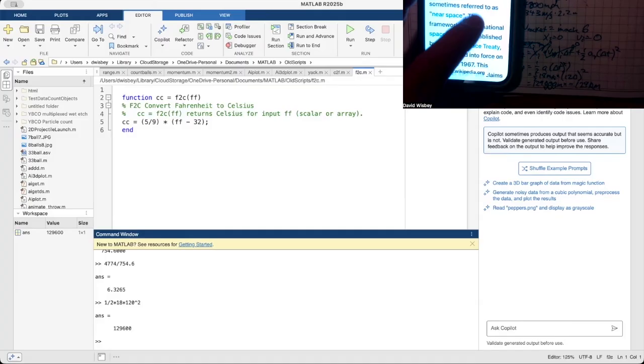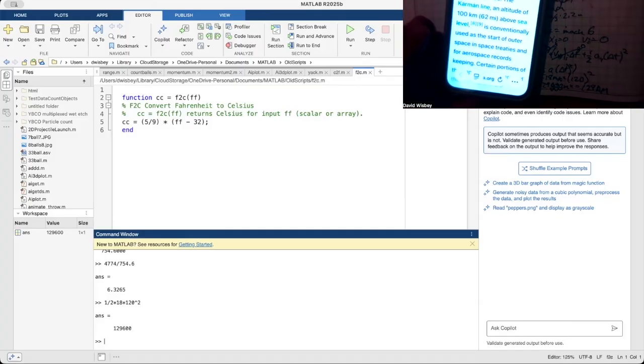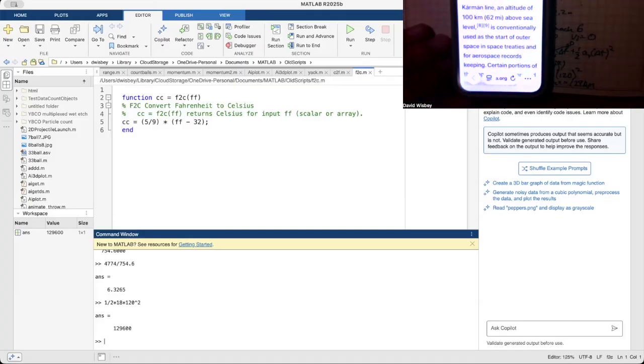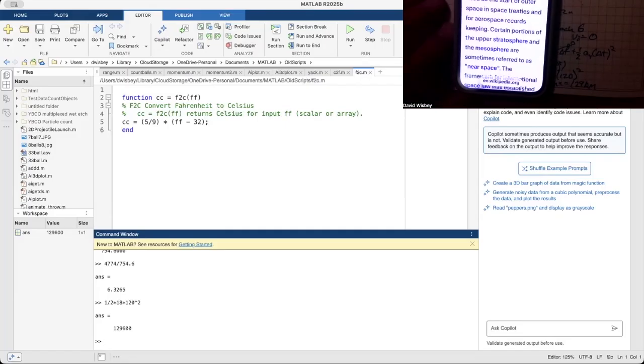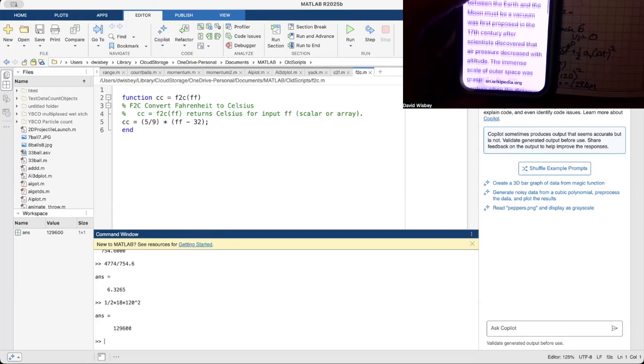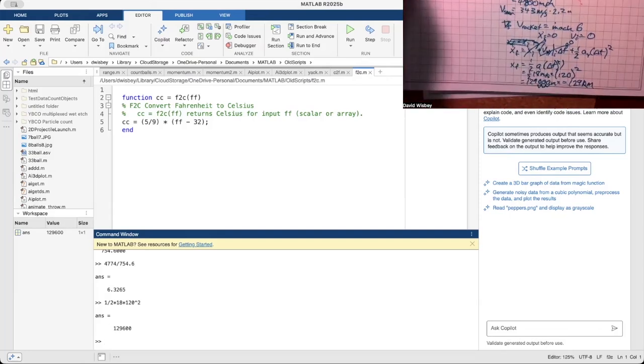Oh, that doesn't seem right. So this is saying that outer space does not begin at a definite altitude above Earth's surface. The Kármán line, an altitude of 100 kilometers above sea level, is conventionally used as the start of outer space in space treaties and aerospace record keeping. Certain portions of the upper stratosphere and the mesosphere are sometimes referred to as near space. So wow, you're pretty high up there. After 2 minutes at that acceleration, you are getting close to outer space.